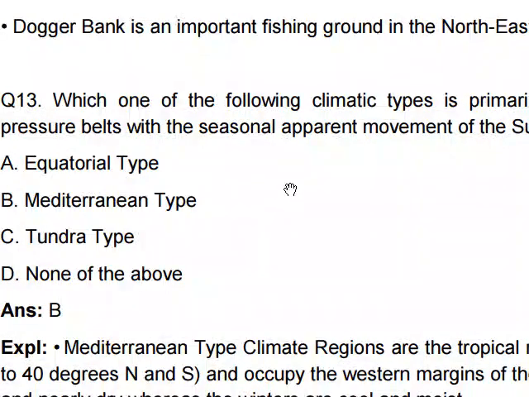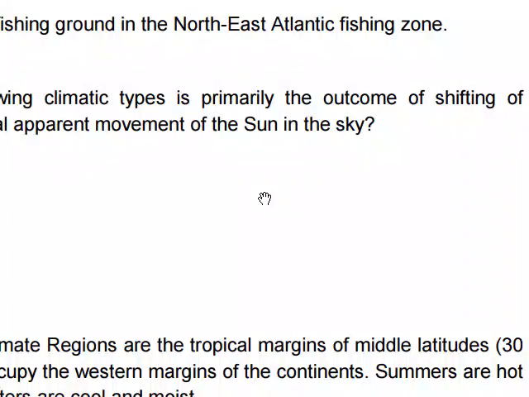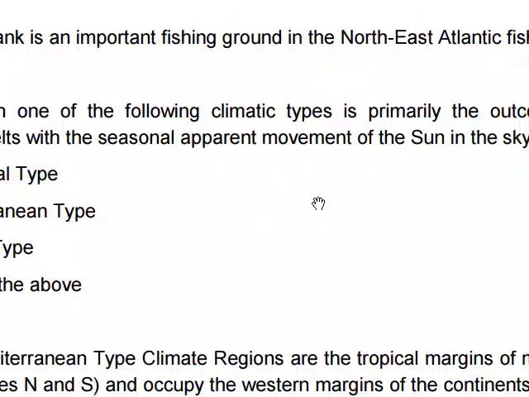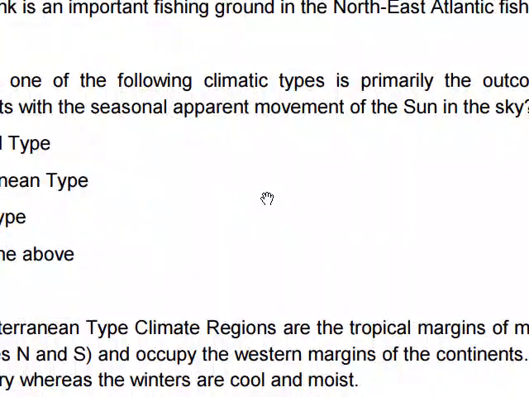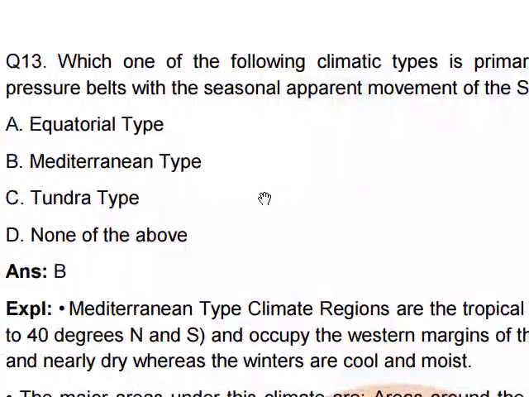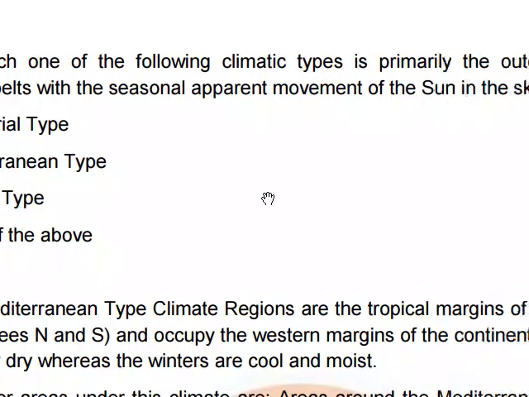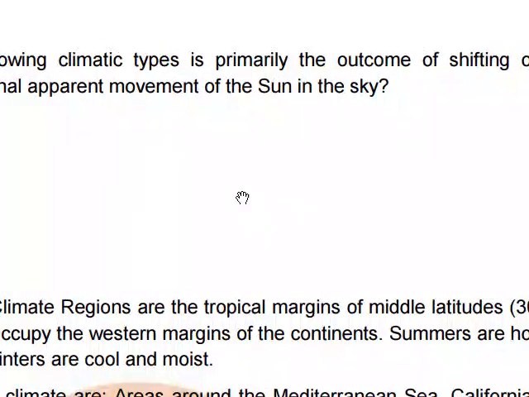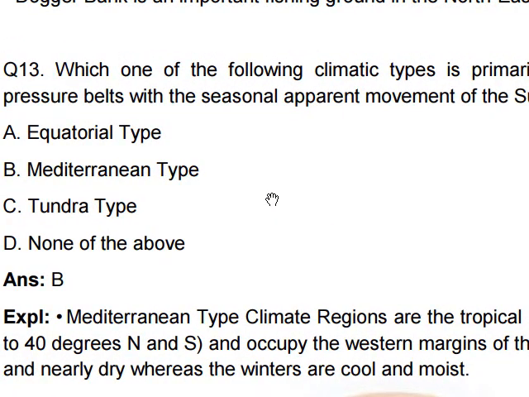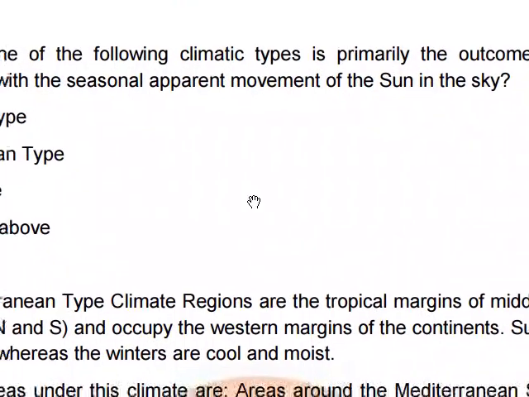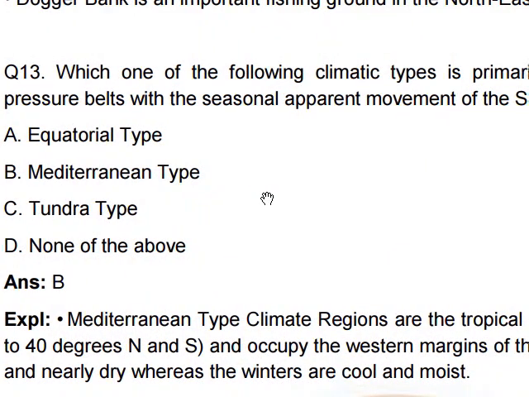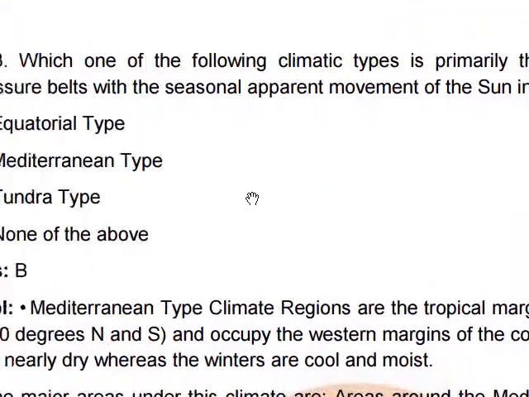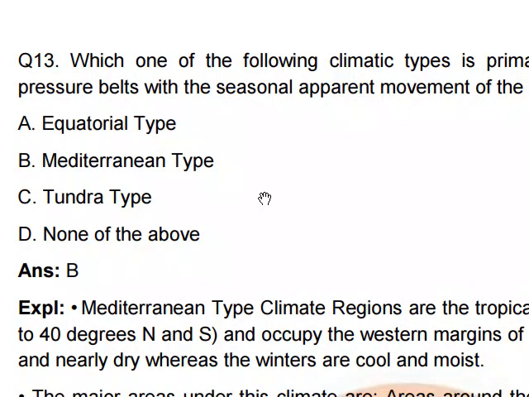Which of the following is a climate which is primarily the outcome of shifting of pressure belts with the seasonal apparent movement of the sun in the sky? That is the Mediterranean type. The Mediterranean type of climate is primarily the outcome of shifting of pressure belts with the seasonal apparent movement of the sun in the sky.